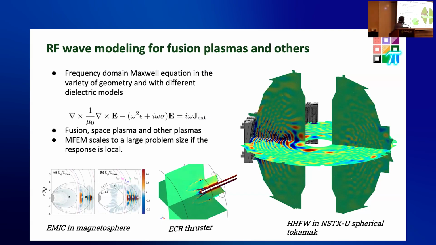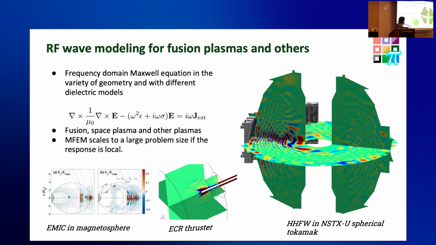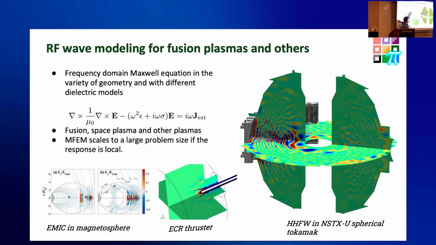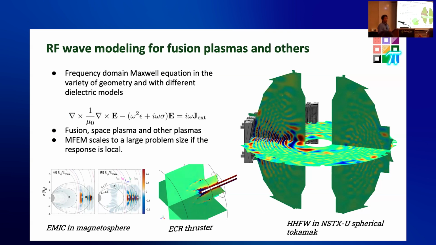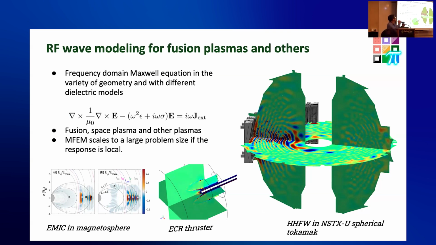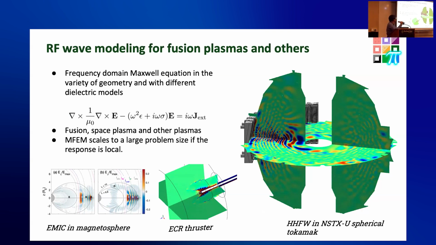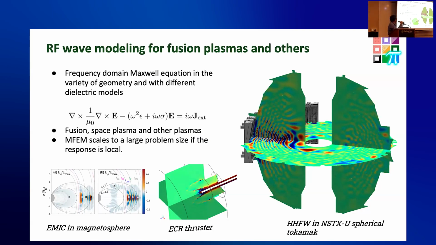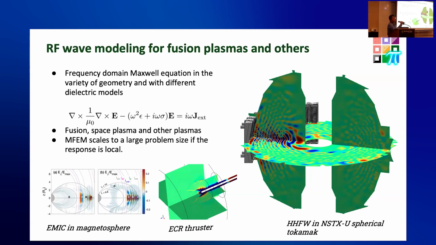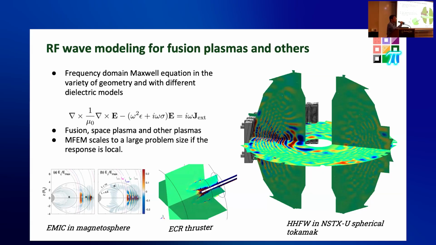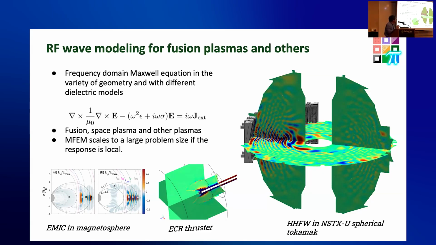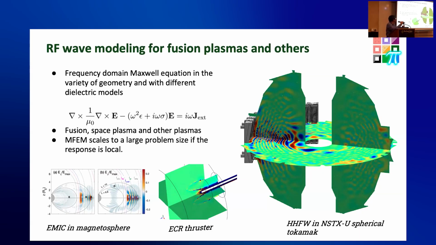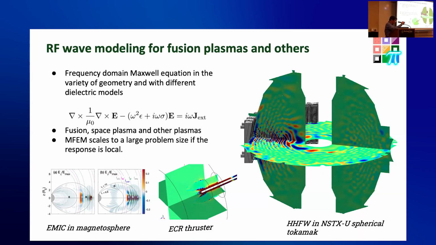But what is complicated for fusion plasma, or in plasma in general, is this epsilon, which is the electric property. It's not a constant. Instead, it's not even a scalar. It's usually a 3 by 3 full matrix tensor, and that is a difficulty. Having said that, with the MFEM, we can solve a pretty large problem.